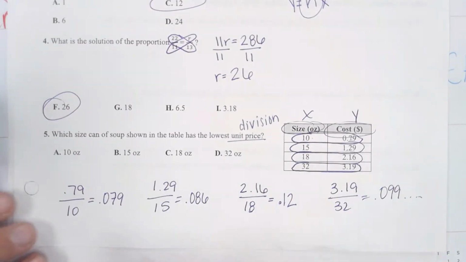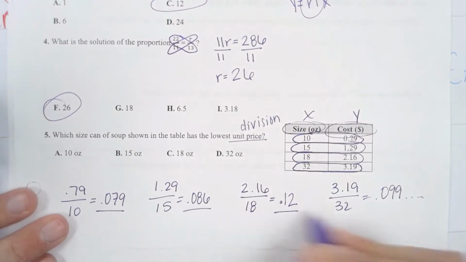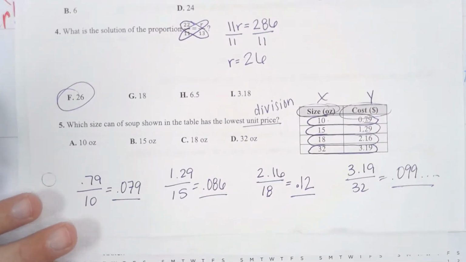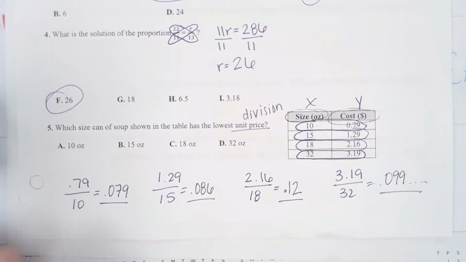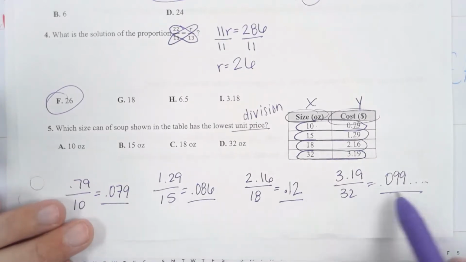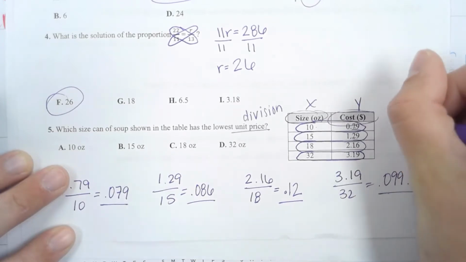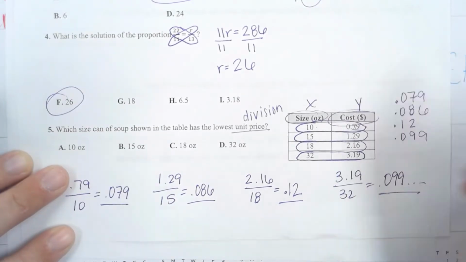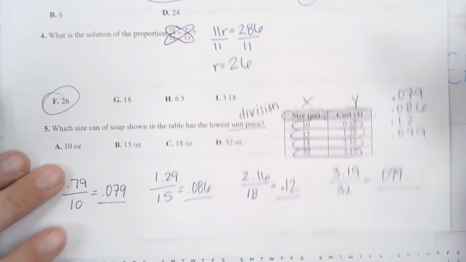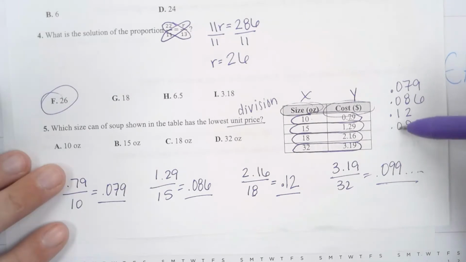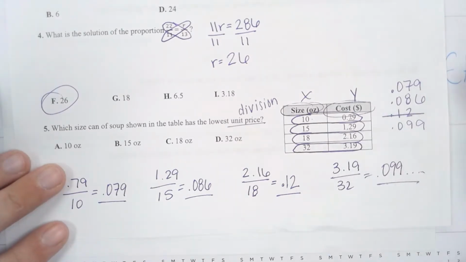So based on our answers, which one had the cheapest unit rate? So which one was the cheapest? And if you guys are having a hard time realizing which one's the cheapest, you can always line these up going vertically, and figure out which one's the cheapest. So look at the tens place. So I see a 0, 0, 1, and 0. So since zeros are less than 1, I know it's not going to be this one.